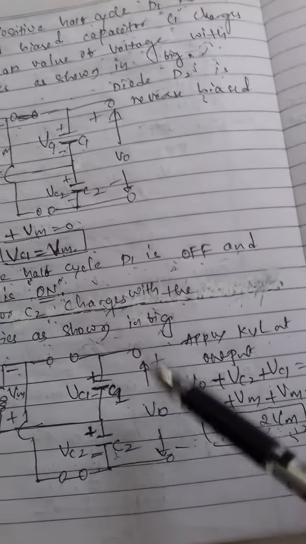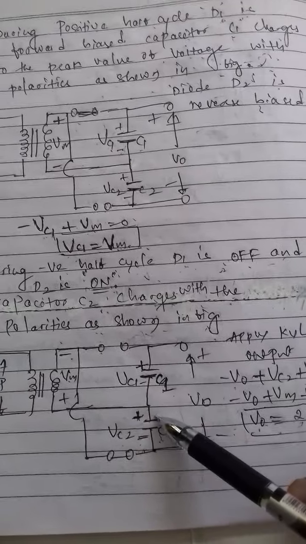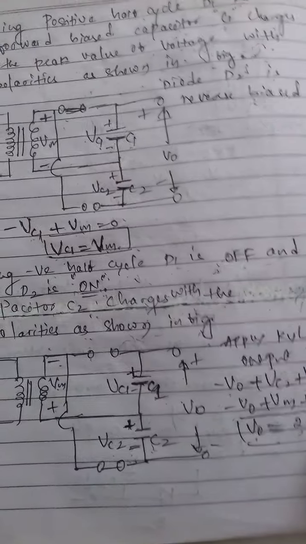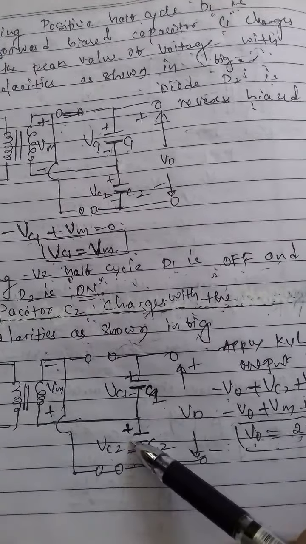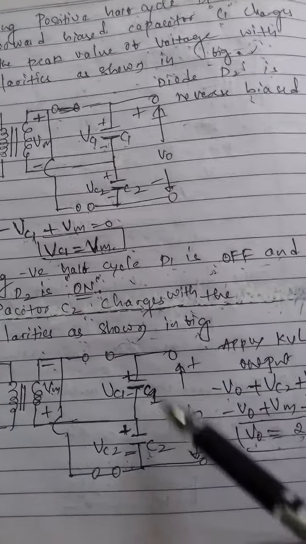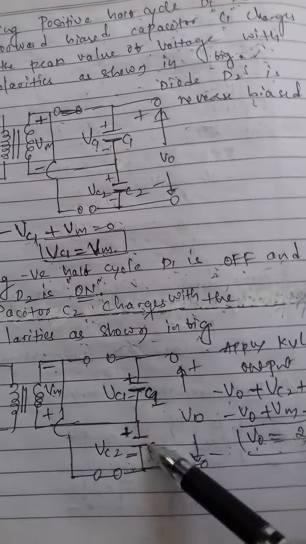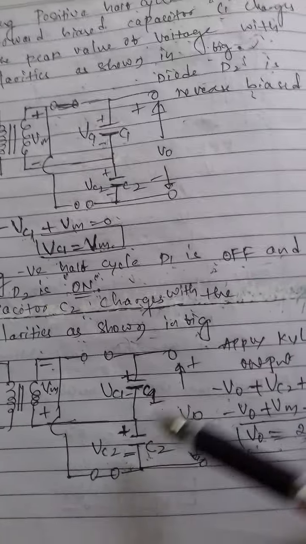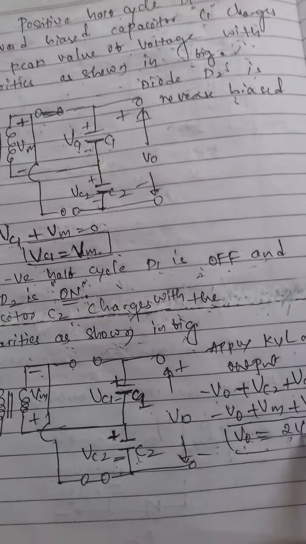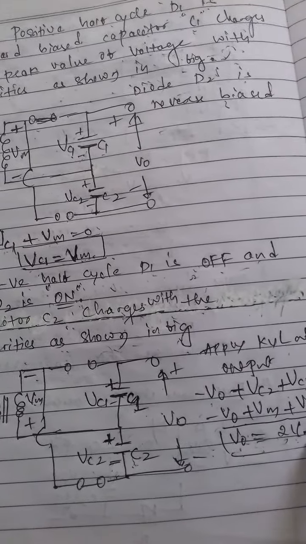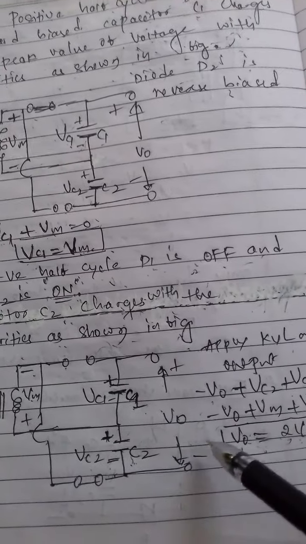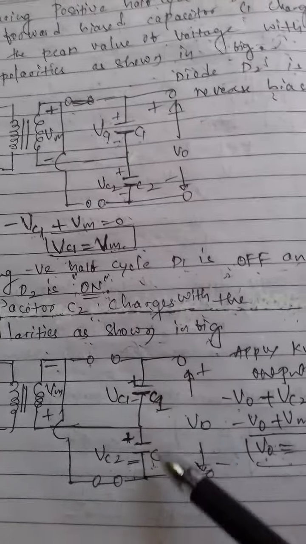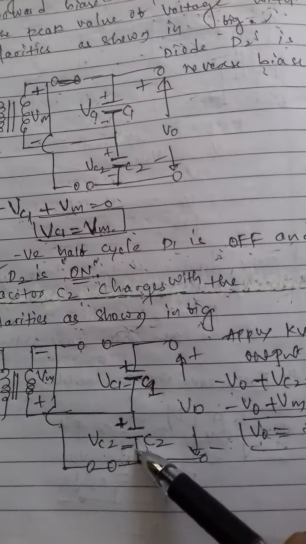For this circuit, the output voltage is 2 times the peak voltage, and it is available both during the positive as well as during the negative half cycles. In the total complete cycle, we will be getting the output voltage that is equal to 2 times the peak voltage. That's why this is known as a full wave voltage doubler circuit.